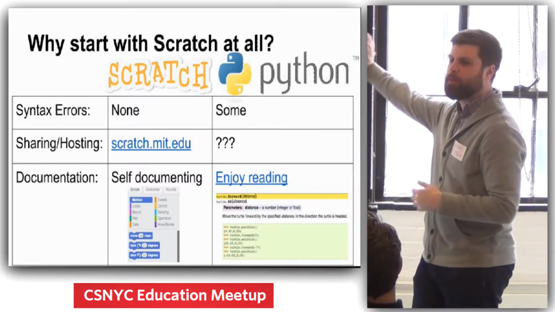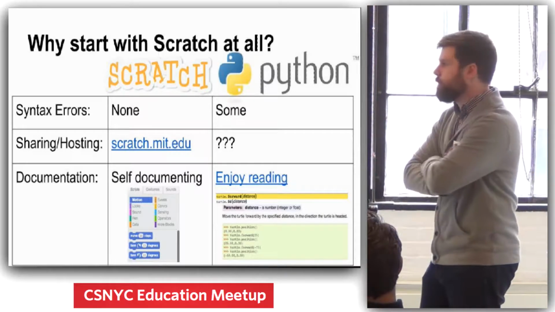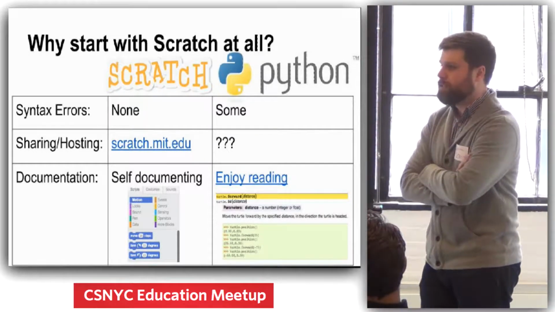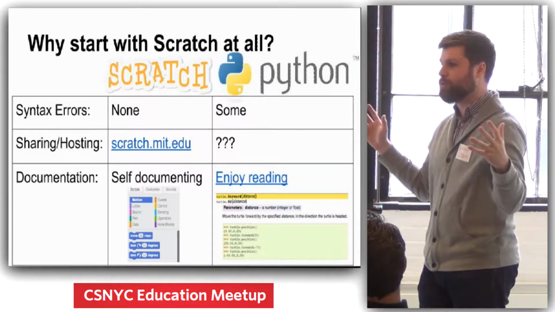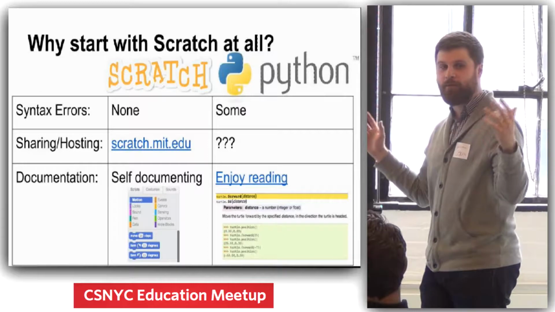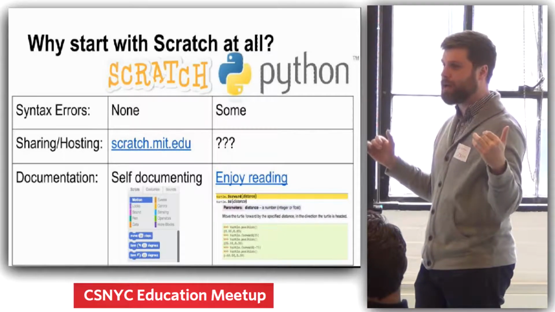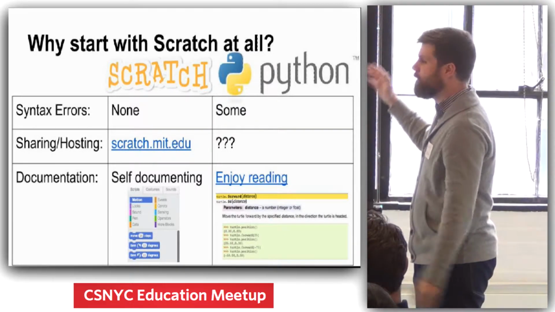Sharing and hosting, so I picked Python as an arbitrary language. This is true of a lot of them. On Scratch.mit.edu, if you've written a project, you hit publish and voila, you have shared your project with every person ever. And if they have a web browser, they can see it and you can get feedback. People can remix your projects.